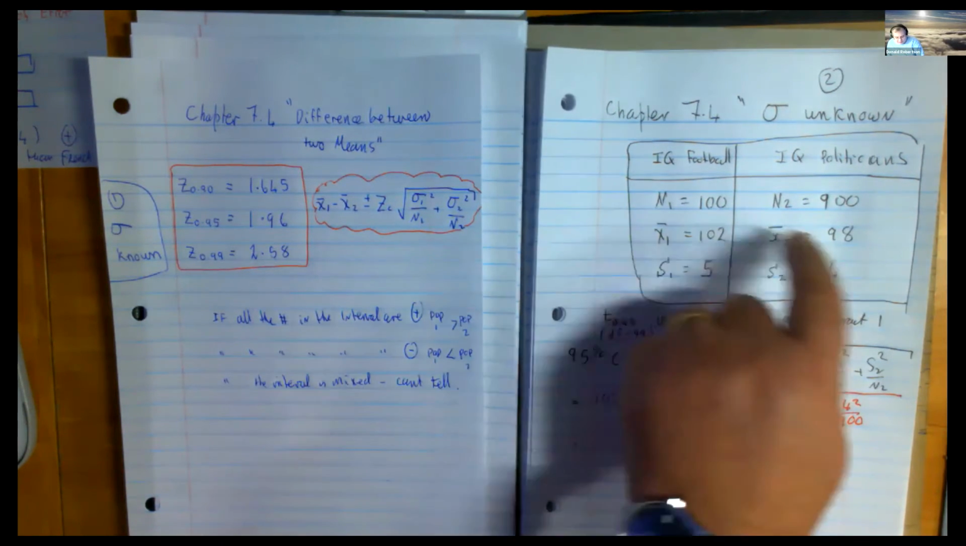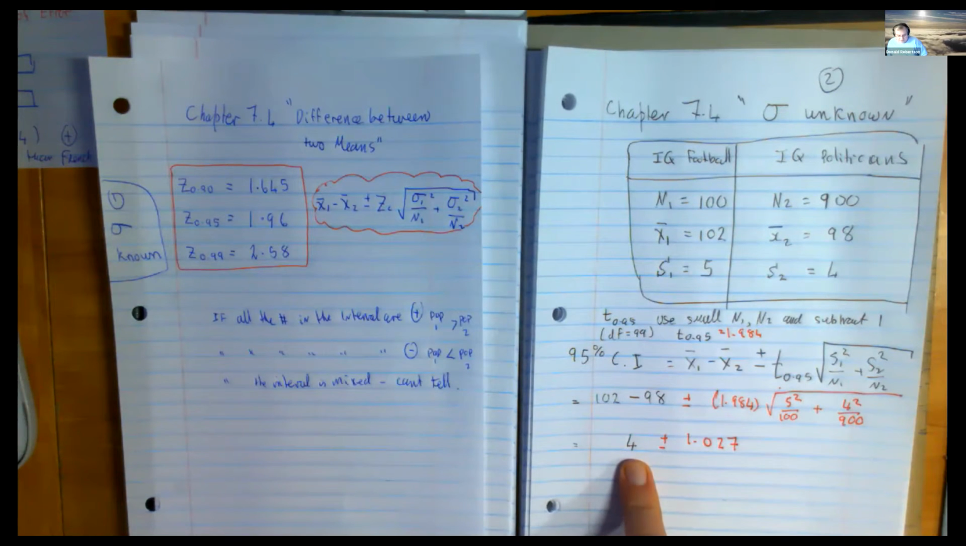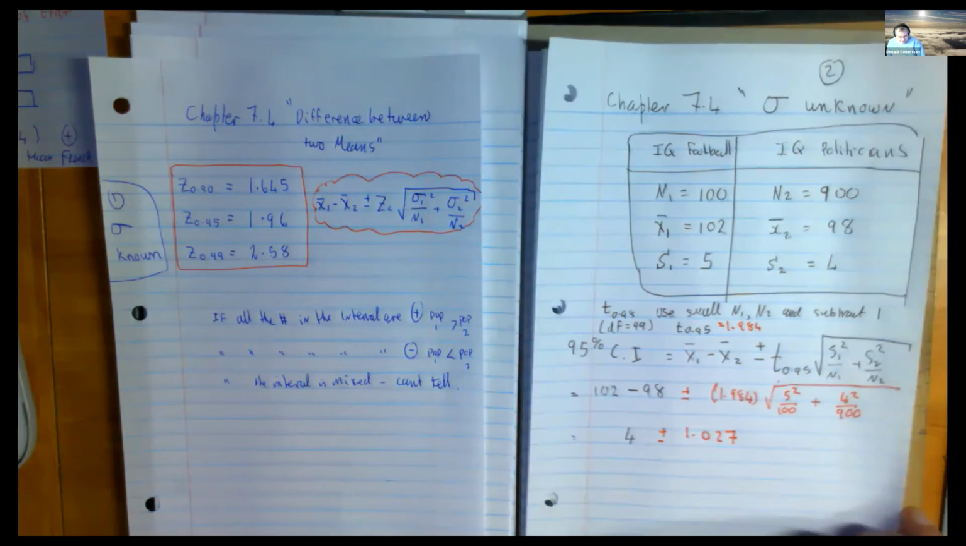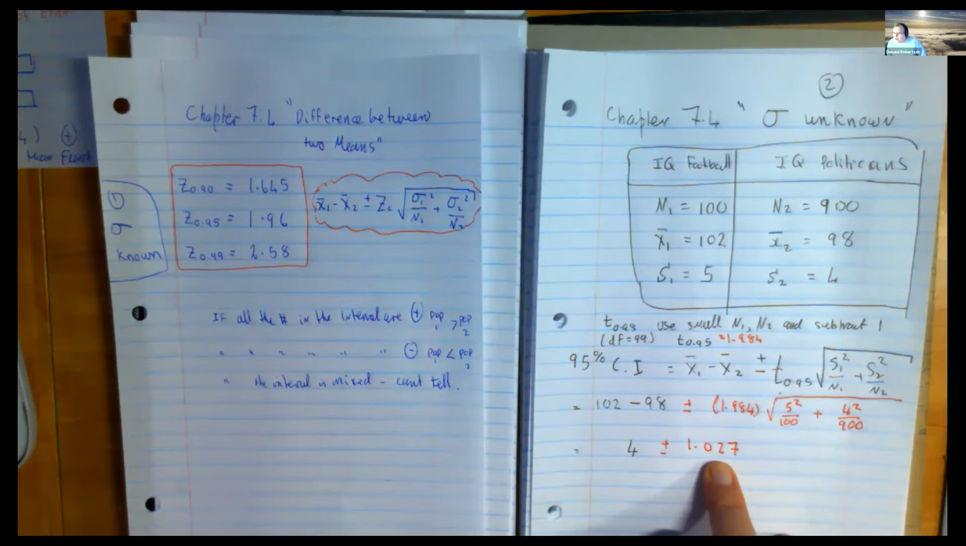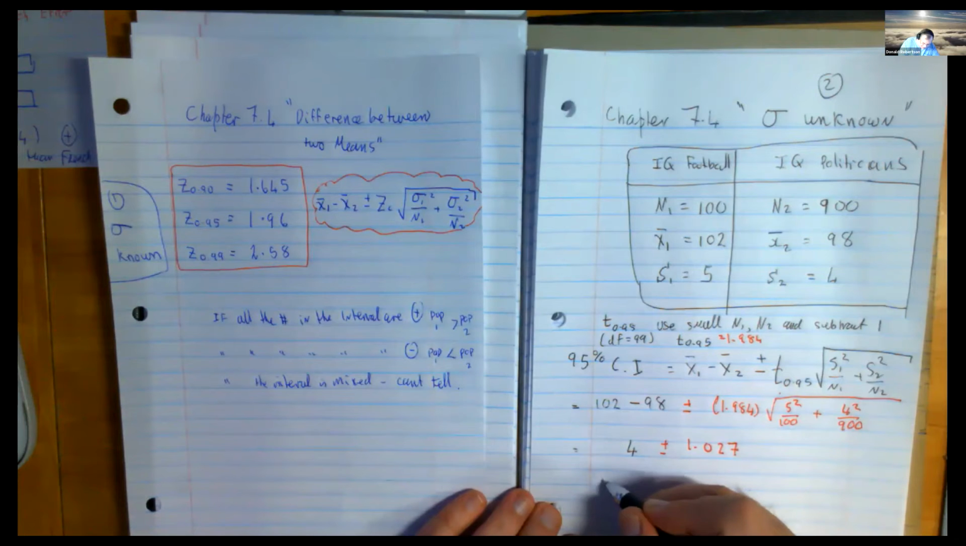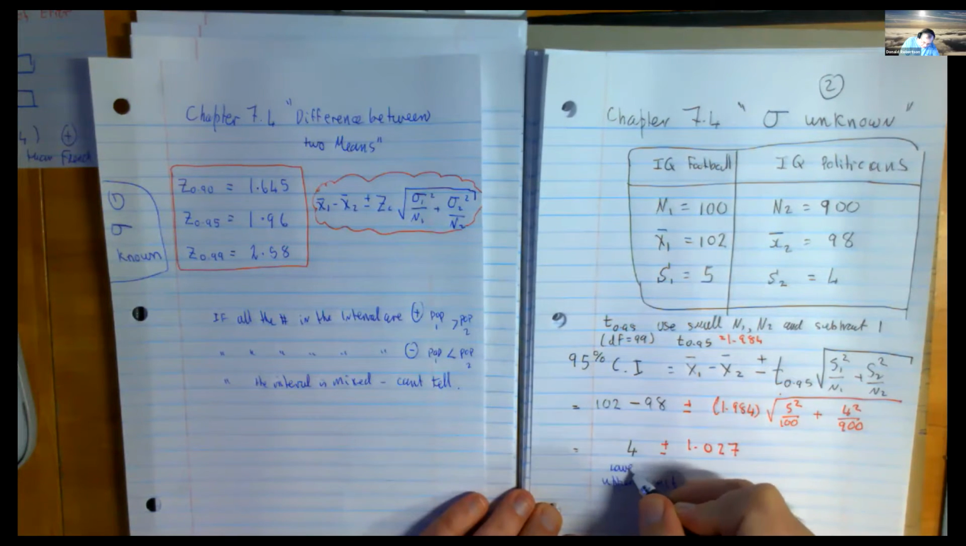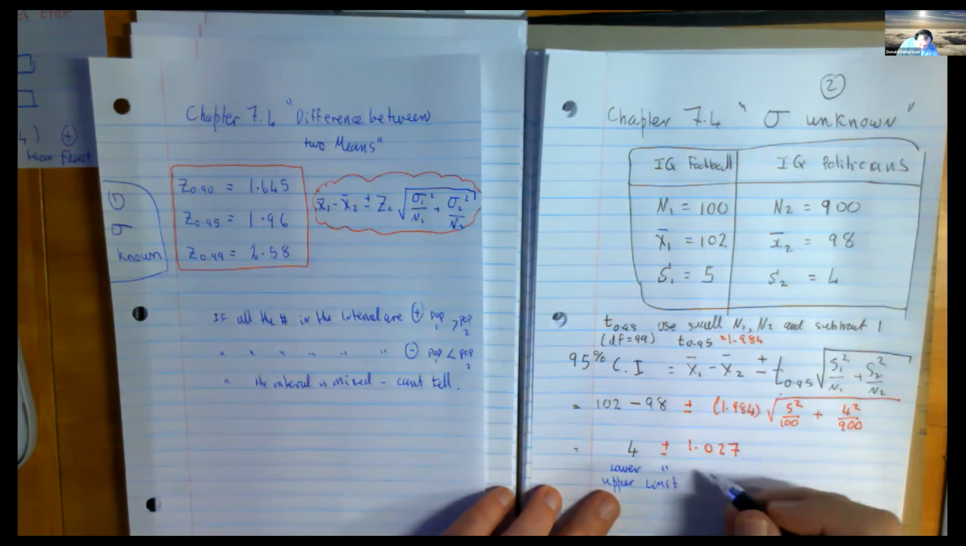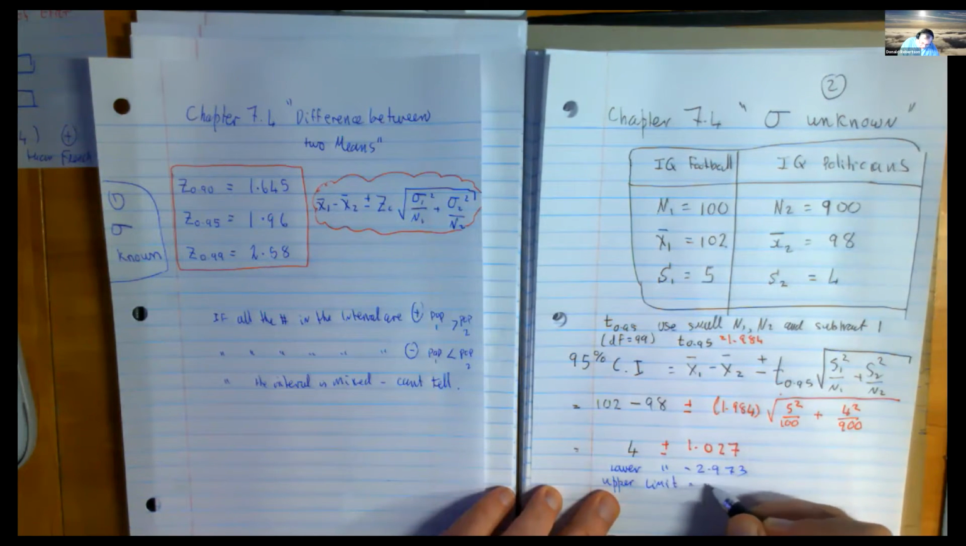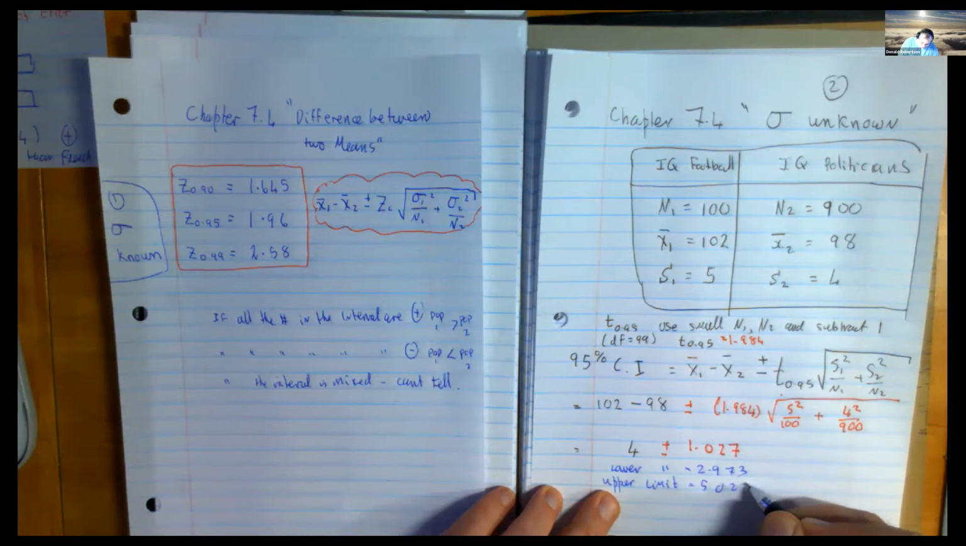The difference between IQs is about 4. Doesn't that mean football players are more intelligent IQ-wise? And what's the margin of error? Well, it could be give or take 1, roughly. So if we go into the upper limit, and I guess I should do the lower limit first, so I'll squeeze that in. The lower limit is 2.973, and the upper limit is 5.027.